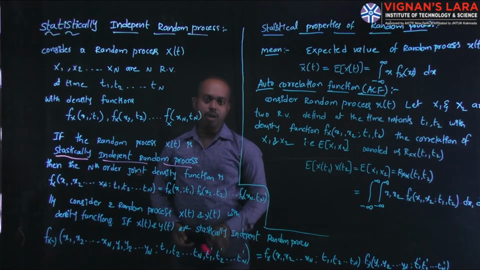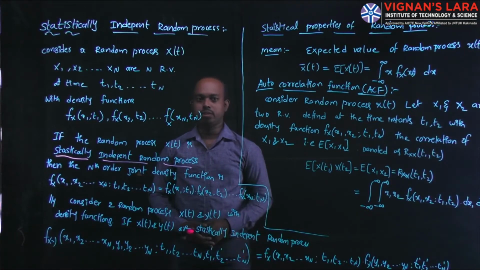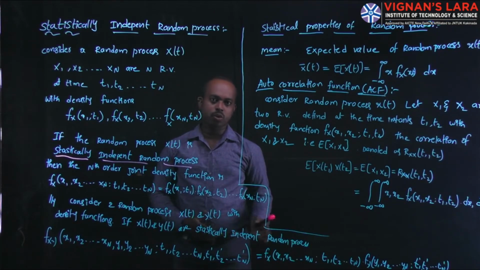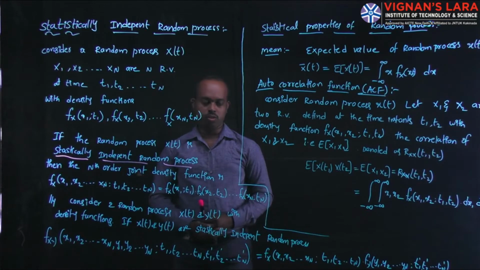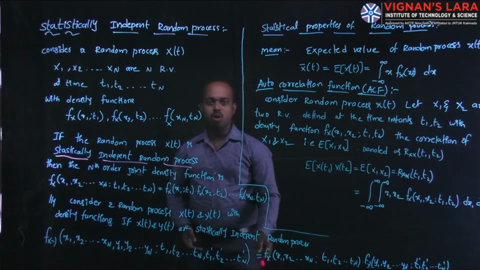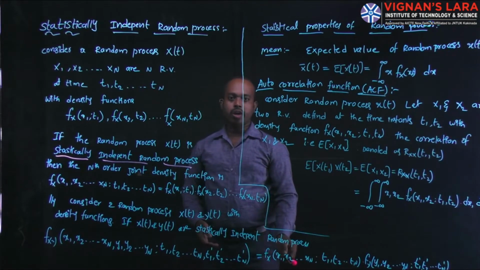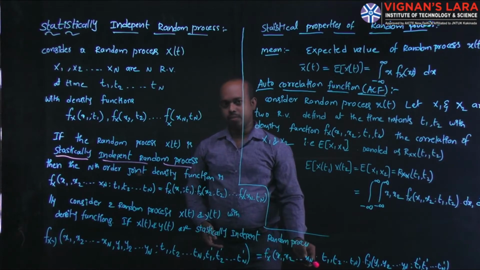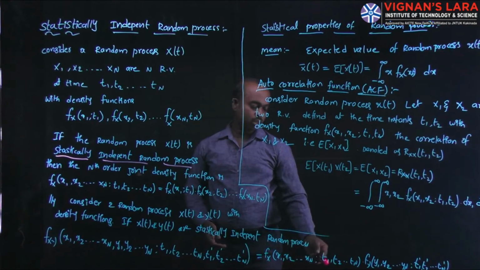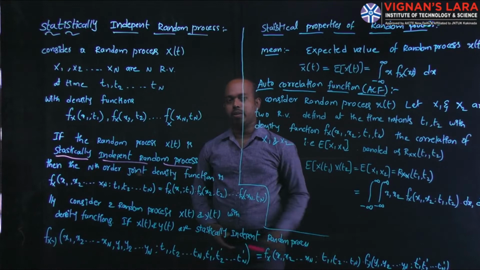Similarly, the time parameters of y are t1 dash, t2 dash up to tn dash. Here you can take that as two different random processes. That's why you can separately multiply those individual density functions. That's why here I am writing small fx of x1, x2 and so on xn. Its timings are t1, t2 up to tn.